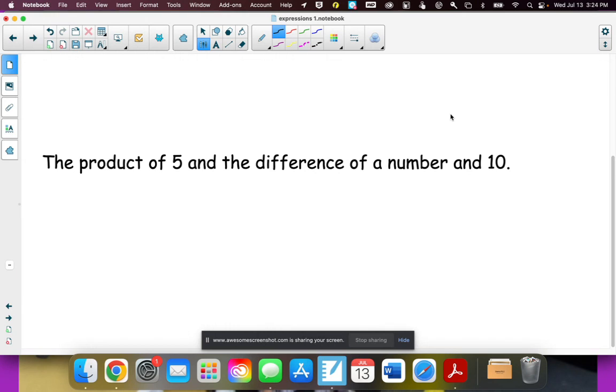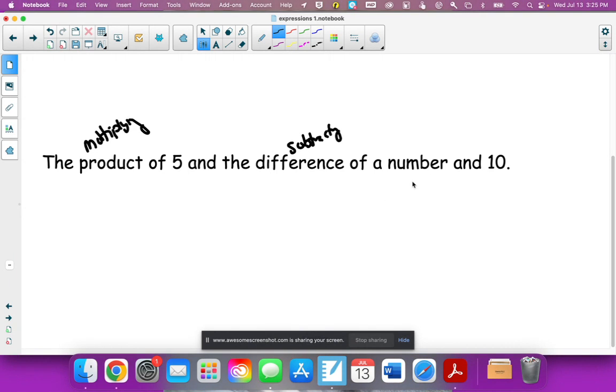Okay, so read this one carefully because there's no comma in here, but you are going to have a pause and you are going to need parentheses. Product means we're multiplying. Difference means we're subtracting. And here's our number, so that's going to be n.